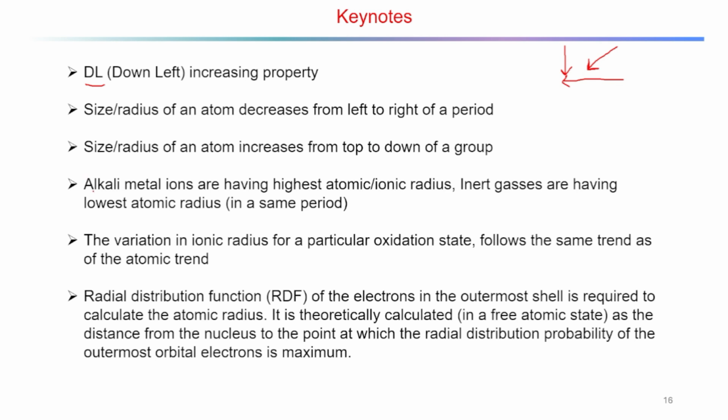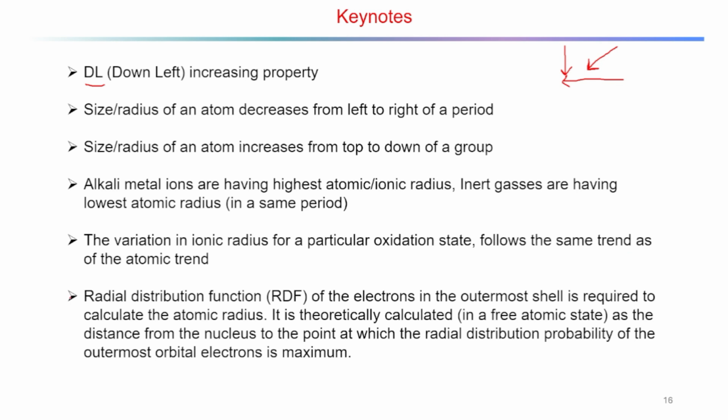Next point is that alkali metal ions have the highest atomic or ionic radius and inert gases have the lowest atomic radius in the same period. The variation in ionic radius for a particular oxidation state follows the same trend as the atomic trend.